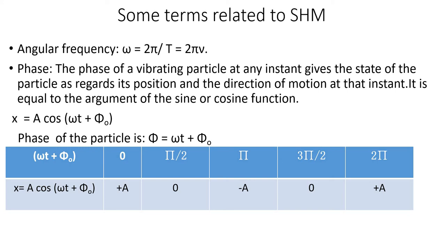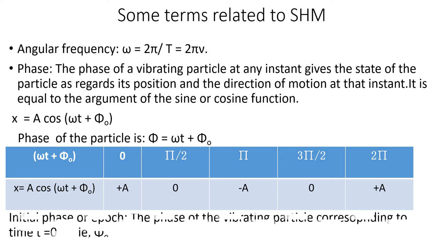Then the last one, when omega t plus phi 0 is equal to 2 pi, x is equal to a cos 2 pi, again you will get plus a. So that is significant. That's why by knowing the phase, we can get an idea about the displacement of the particle at that particular instant of time. That is the significance of phase.